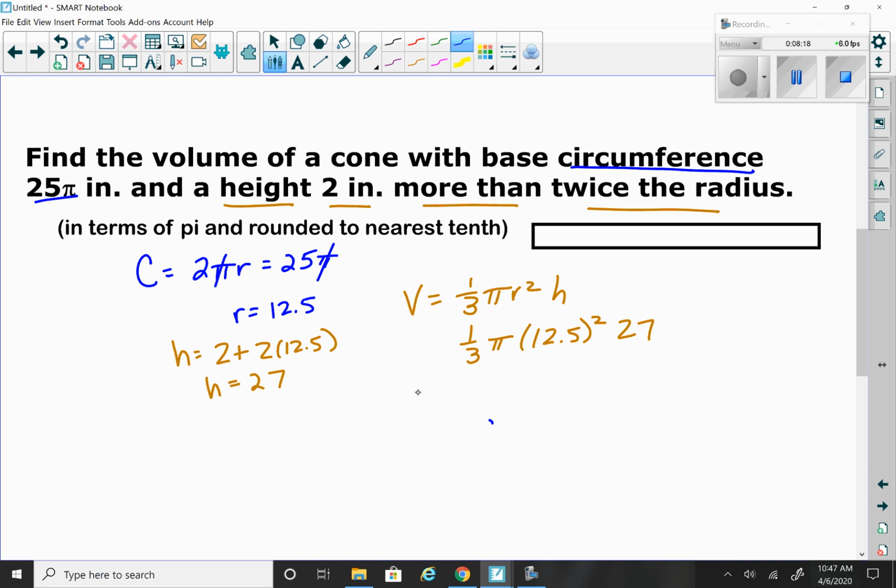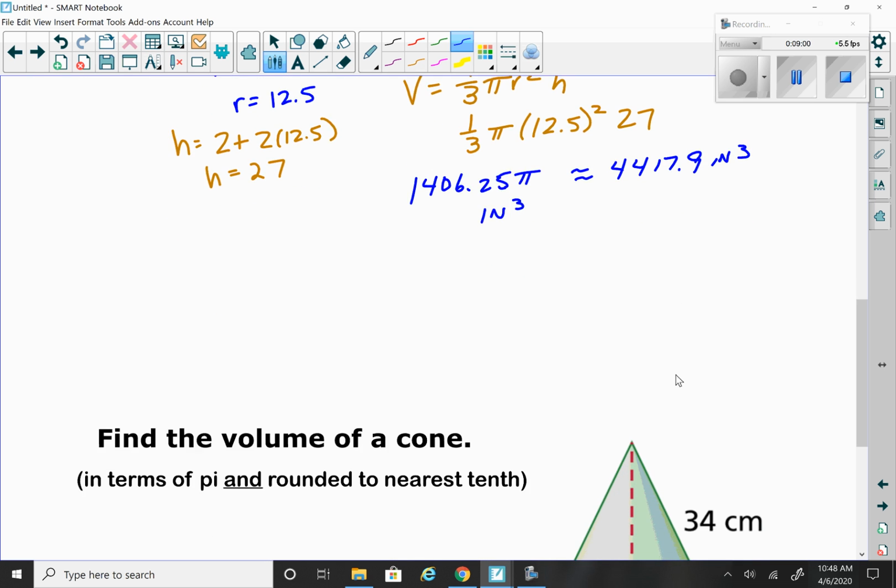So when I did that, I got 1,406.25 pi. Again, that's my answer in terms of pi, and that's inches cubed. And then if I want the answer rounded to the nearest tenth, I would take the 1406.25 times pi, and you should come up with, check on your calculator with me, I got 4,417.9 inches cubed. So again, volume of a cone and volume of a pyramid both have a 1/3 in their formula because they're going up to a point and they're smaller than the prisms and cylinders.